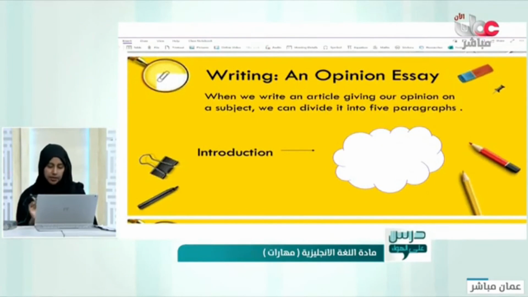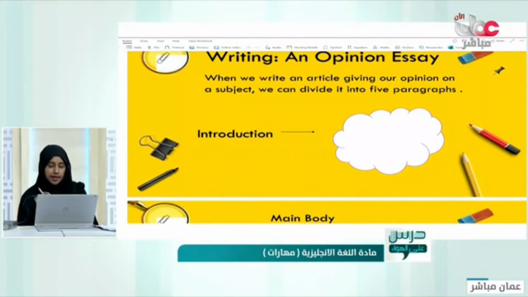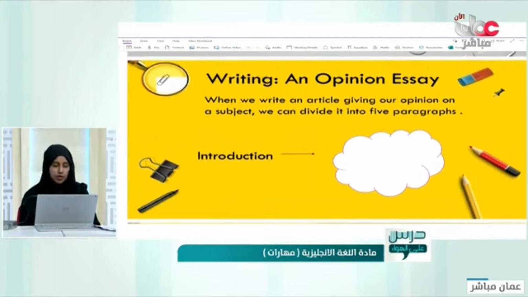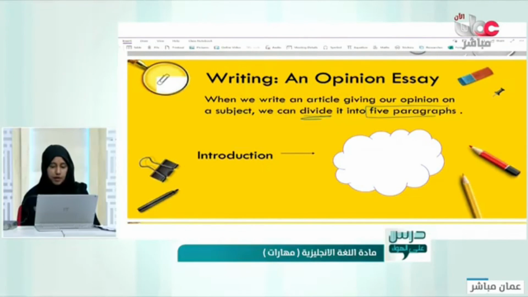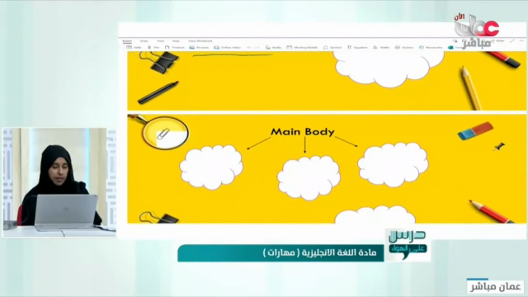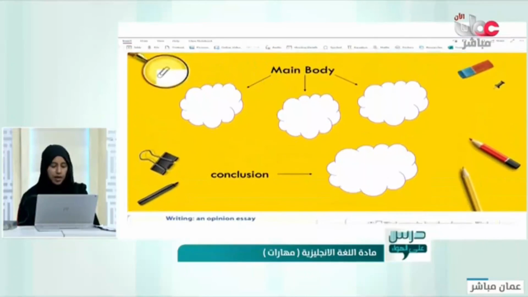Okay, so here we have writing an opinion essay. All of you wrote many opinion essays, but here is different. As I said, the fourth learning outcome, number 4, the last one here. We talked about argumentative opinion essay. When you argue about something, you want to convince the reader. You want to make the reader agree with your topic. So when you write an article giving an opinion on a subject, you can divide it into 5 paragraphs: introduction, in the main body 3 paragraphs, 1, 2, and 3, and the last one, conclusion.